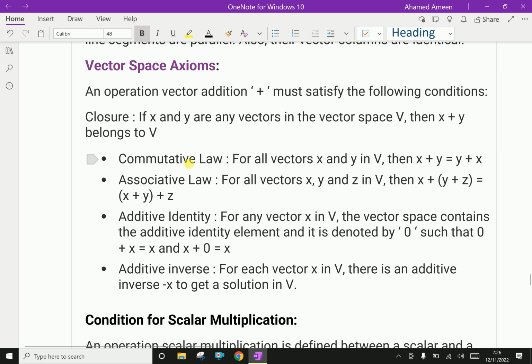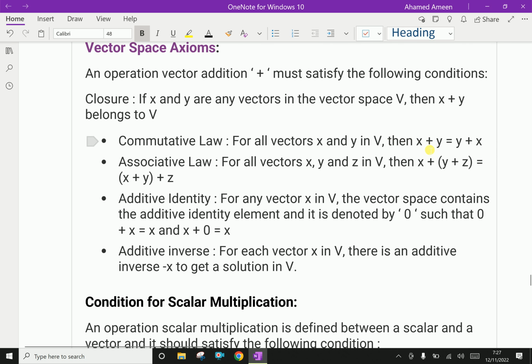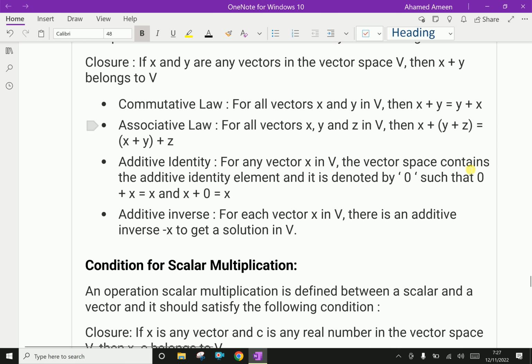Vector space axioms. Some axioms are there for vectors. An operation in vector addition, that is plus, must satisfy the following conditions. Closure property. We know that if x and y are any vectors in the vector space, that is, x and y are elements of V, then x plus y belongs to V. Then the commutative law. Commutative means here x plus y equals y plus x, that is, it changes the position. Associative law. We know that x plus bracket y plus z means x plus y is added first, then z is added next.